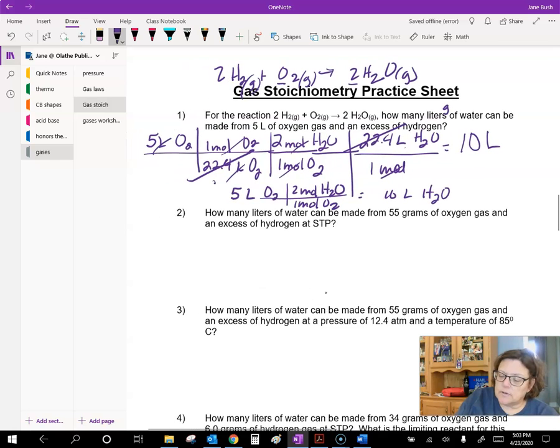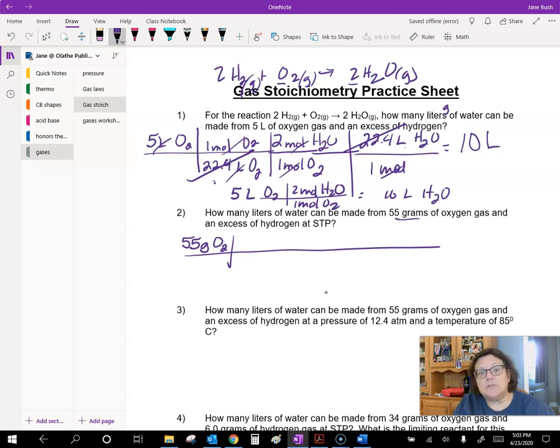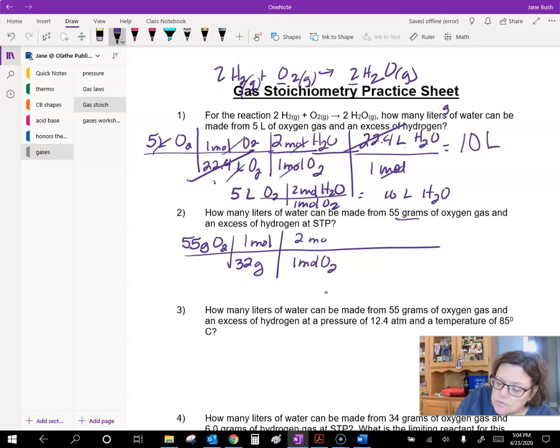So let's look at this one. Now, can I do that here? No, because I'm starting with grams. 55 grams of oxygen gas. And first I have to change that to moles, so I'll divide by 32 grams and 1 mole. My mole ratio is 1 mole of oxygen for each 2 moles of water. And now we need to change it to liters.